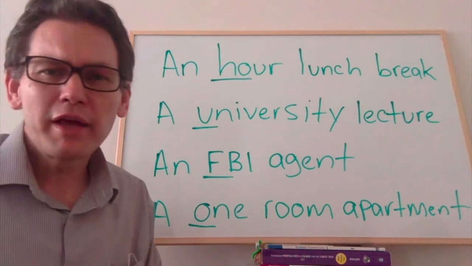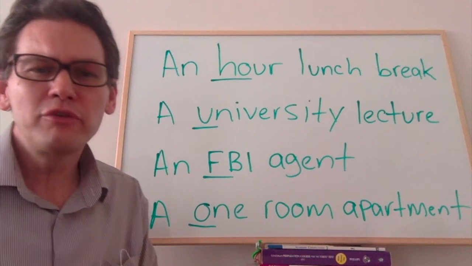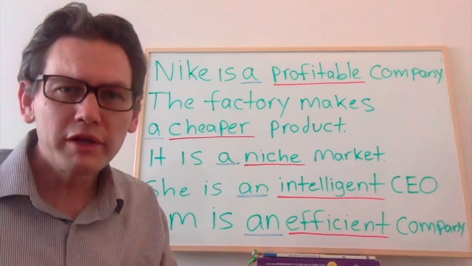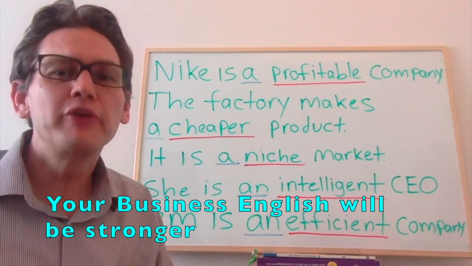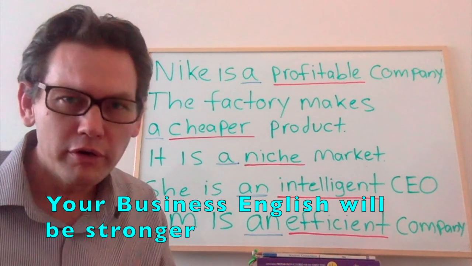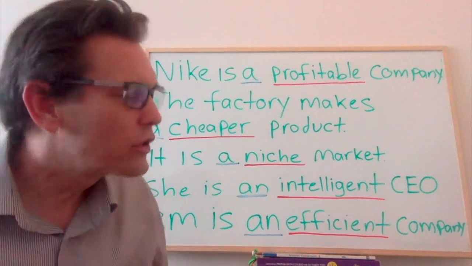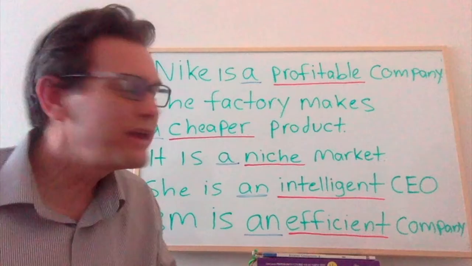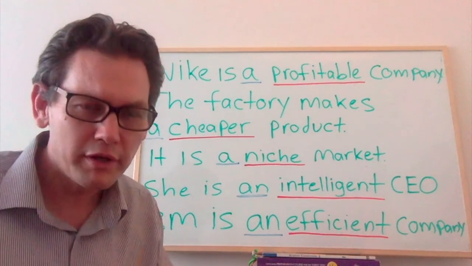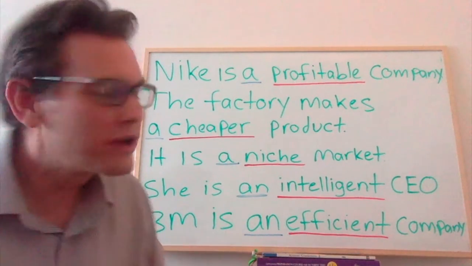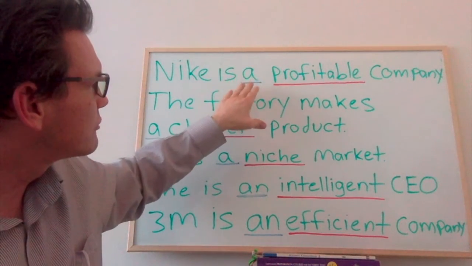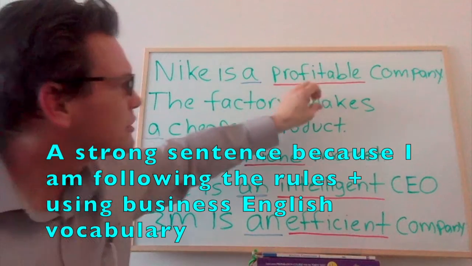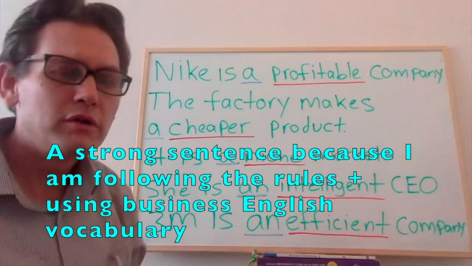Okay, let's move on and see how we can use a and an. Okay, so using the a and an rules correctly with business vocabulary will make your business English a lot stronger. Okay, here are some more sentences I wrote on the board that are very strong. The first one is, Nike is a profitable company. This is a very good sentence because I'm using the correct rules here for a and I'm using a very good adjective with the singular noun.